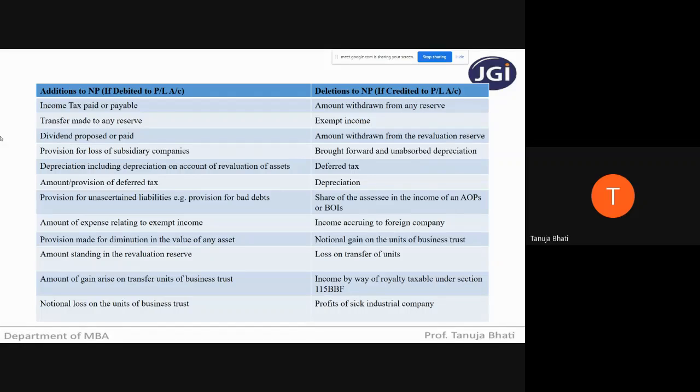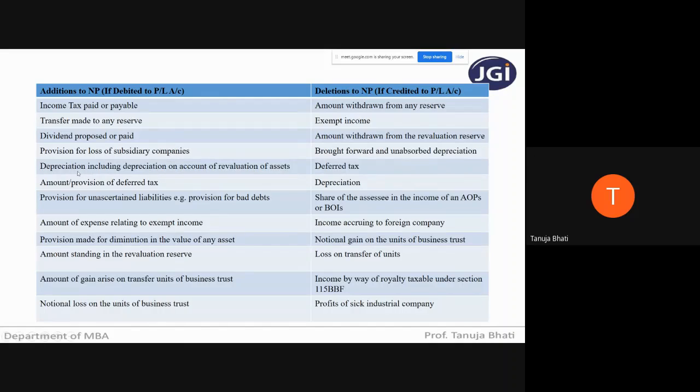Next, dividend proposed or paid. So whatever amount of dividend the company is paying or proposing to pay, and such amount is debited to the P&L account, please add it back to the net profit. Next, provision for loss of subsidiary companies. If any provision is made on the debit side of the P&L account relating to a loss of a subsidiary company, please add it back to the net profit in order to arrive at the book profit.